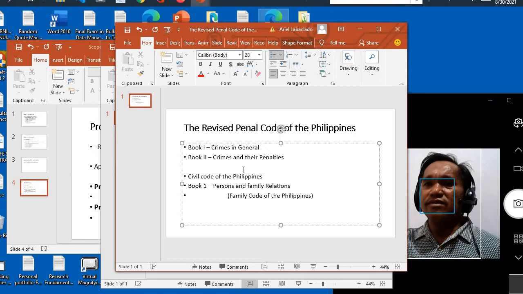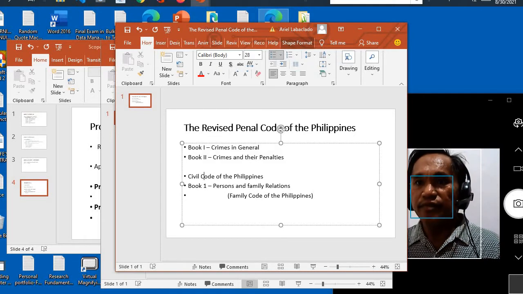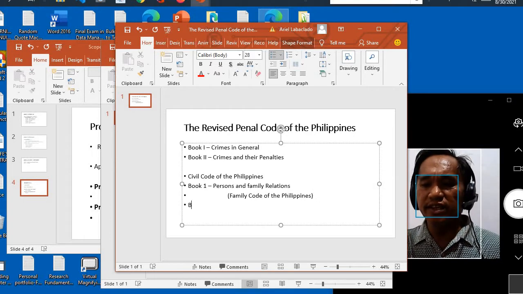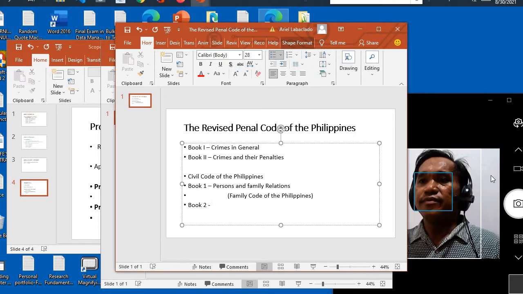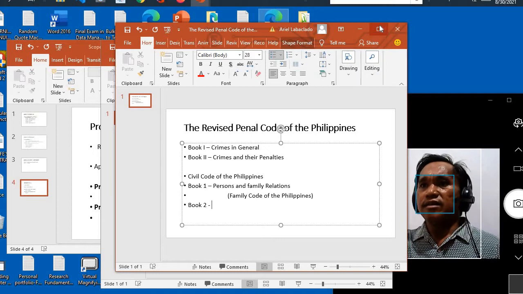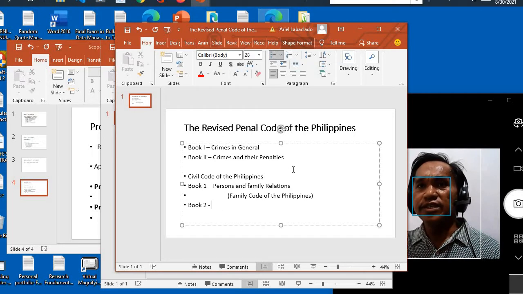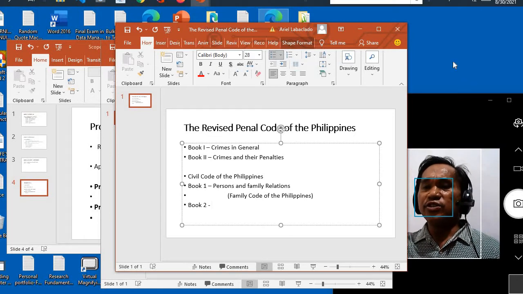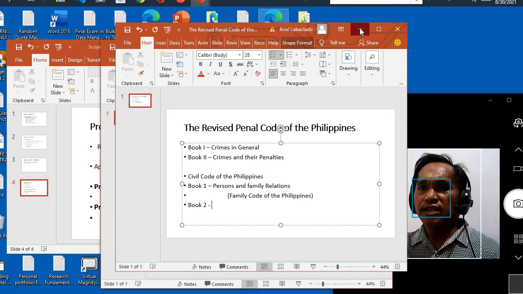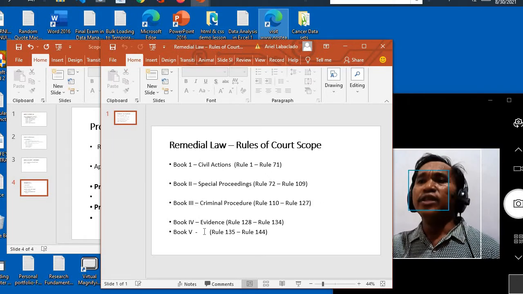Then we have book 2. So in the Civil Code, what do you think is book 2? Okay, I think it is property, if I am not mistaken. Book 2, property. Okay, book 3. So in my another video, I'm going to take up the books of the Civil Code of the Philippines. Then in commercial law, we also have different books. So this is the scope of the remedial law, book 1, book 2, book 3, book 4, then we have book 5.